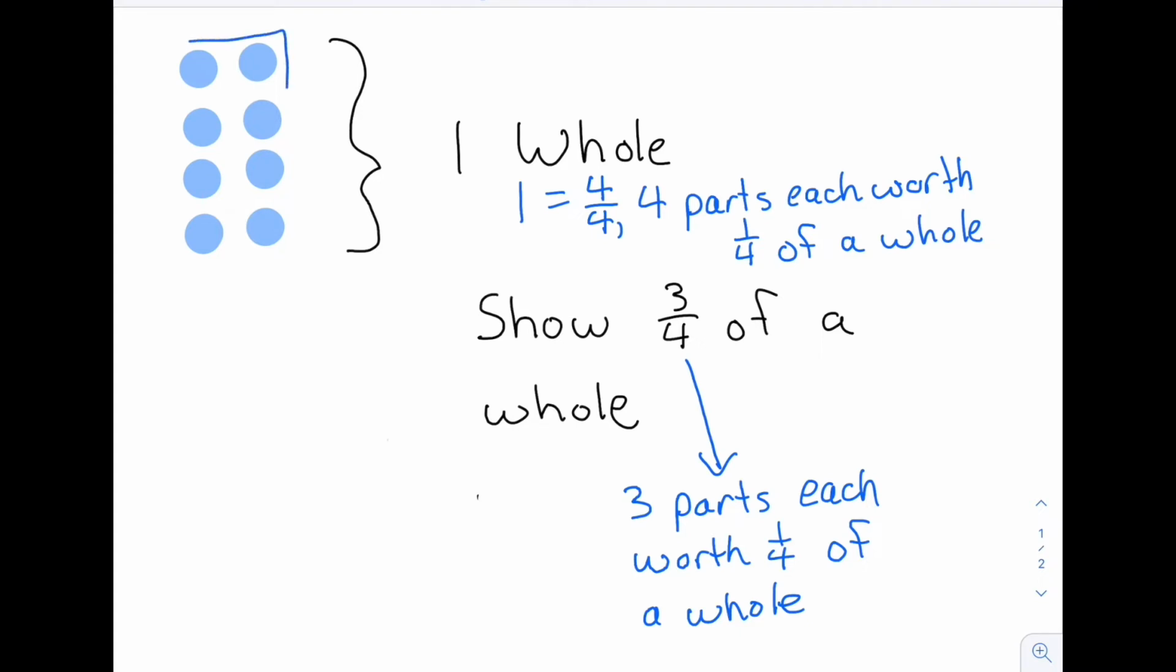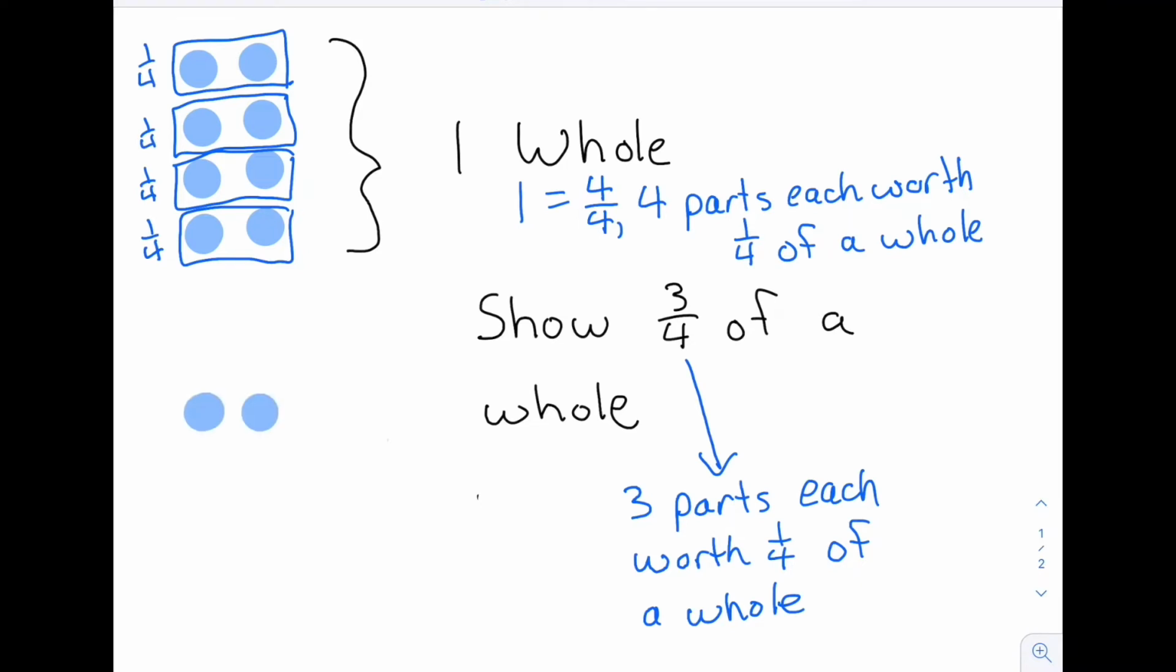Here I can divide my set up into 4 equal parts, 4 parts, each worth 1/4 of a whole. To show 3/4 of a whole, I just need 3 parts, each worth 1/4 of a whole. 1 part, 2 parts, 3 parts.